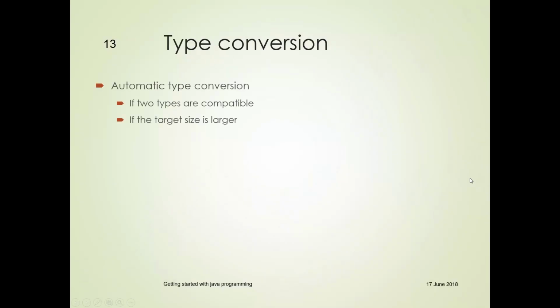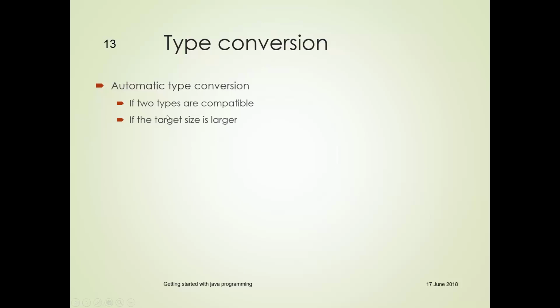Now type conversion. What is type conversion? Type conversion is nothing but whenever I'm assigning some value from one variable to another variable, or doing some assignment to a variable, at that time we do some conversion. Now what kind of conversion is there? There is something called automatic type conversion.